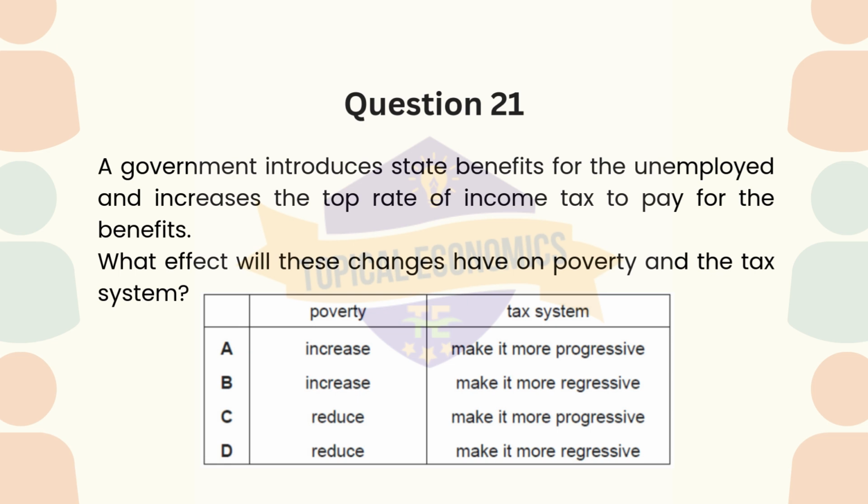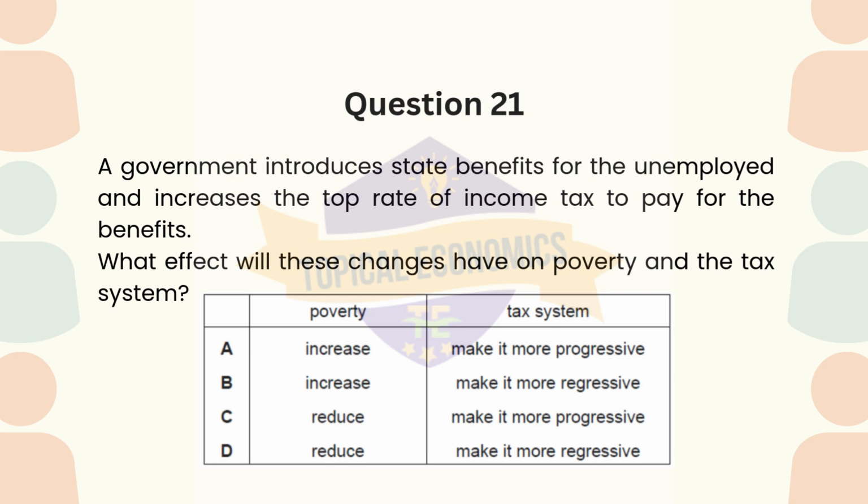Let us look at the options that they have given. The first option, increase poverty and make it more progressive. So this option contradicts the goal of providing benefits, which aims to reduce poverty. So this is incorrect. Option B, increase poverty, make it more regressive. Now again this is incorrect because the benefits are designed to alleviate poverty, not increase it. So this is also incorrect.